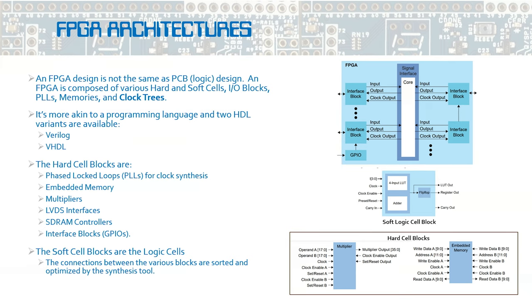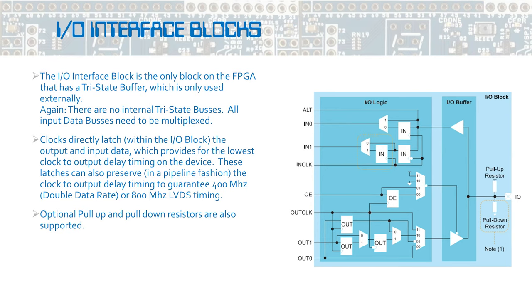All right. So let's look a little bit at what the I/O looks like. This is where I was saying the only tri-state is off-chip. This is off-chip over here. Here's another thing to notice. If you have a part that's doing double data rate, this is why we have two flip-flops on the input path and output path.